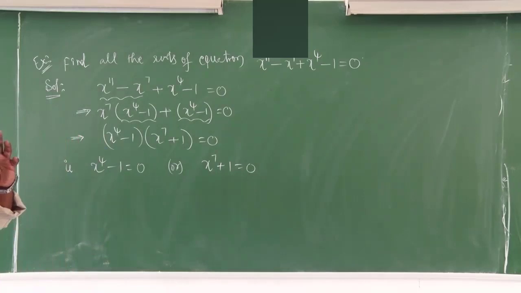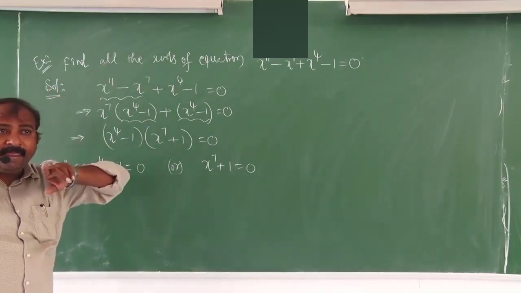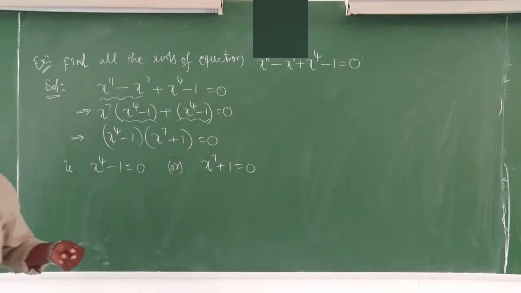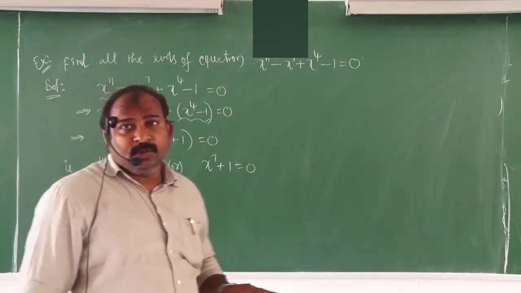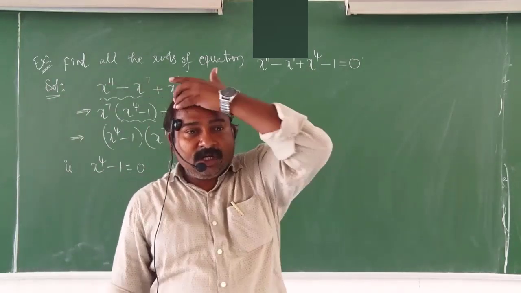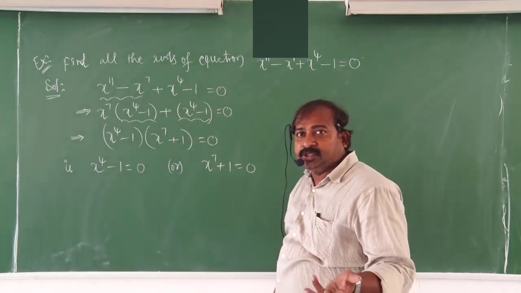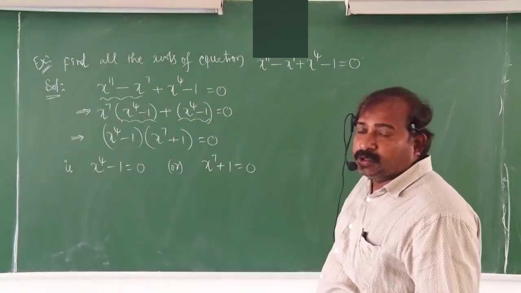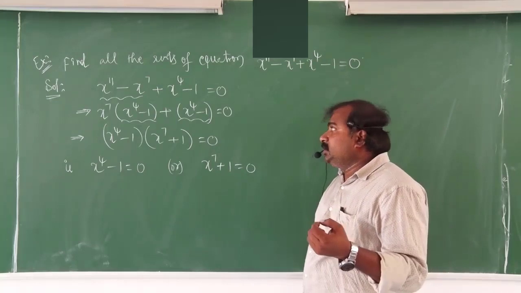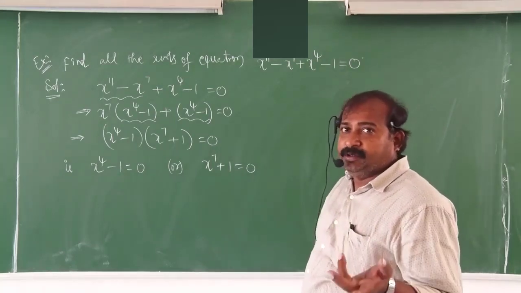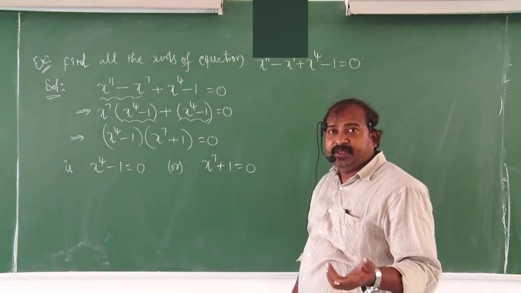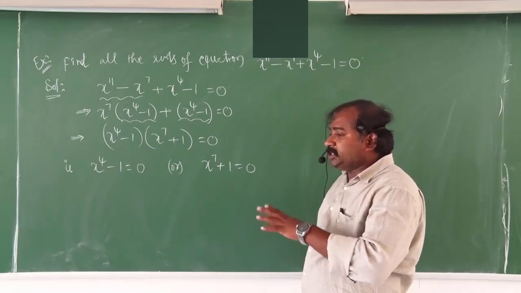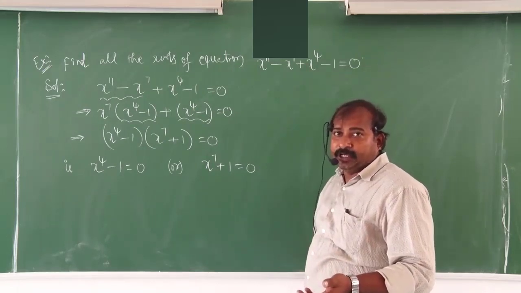Now here if you observe, the total is x power 11. So x power 11 means there will be 11 roots. Of course, 11 roots means maybe complex roots, real roots, like that. Since it is an 11th degree polynomial equation, it has 11 roots. Then how can you find them? Behind this concept is nothing but the nth roots of unity.